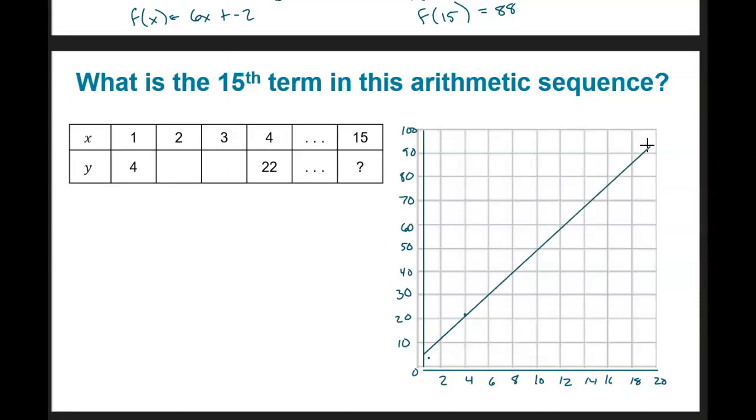Oh, this program is terrible about drawing lines. Let's see, can we get it closer? And maybe this one up here a little bit more? Okay, that's pretty close. So what does it look like 15 is at. This is a really good demonstration of why graphs are a little bit imprecise, especially when we do them by hand.